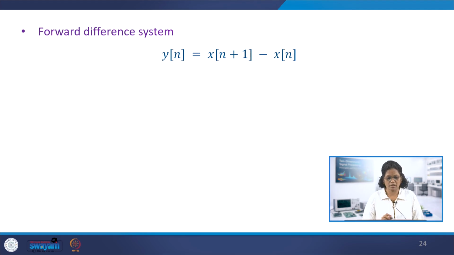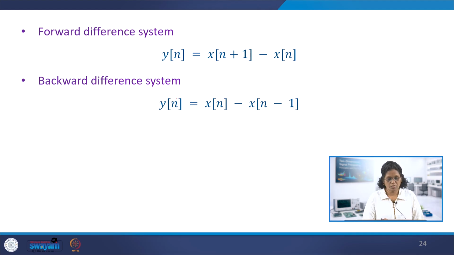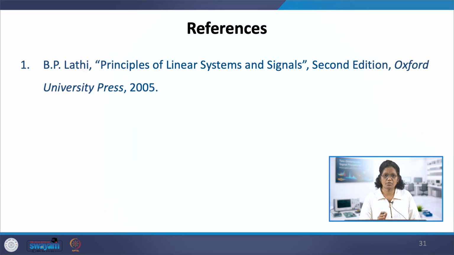So, these are a few examples, and there is another system, the forward difference equation, where y of n equal to x of n plus 1, see there is a future sample, minus x of n. The difference between them is y of n. This is one forward difference system. Also, the backward difference system, y of n is x of n minus x of n minus 1. This is also a system generally used, the forward and backward difference systems. So, these are some of the examples I have given for the discrete system.